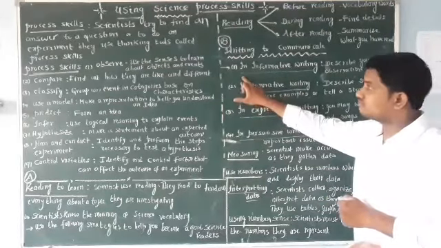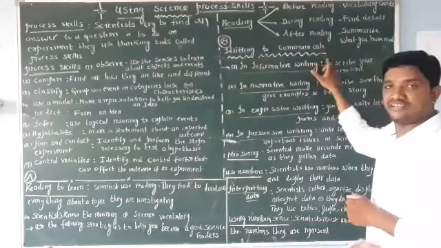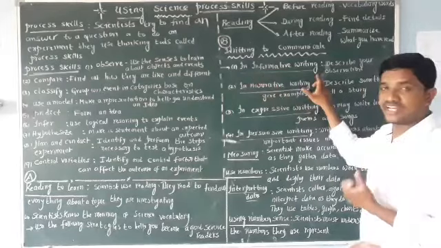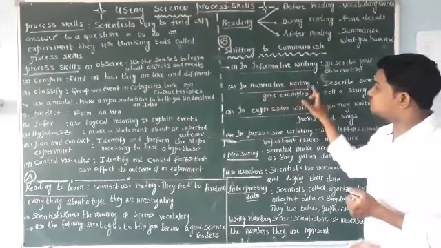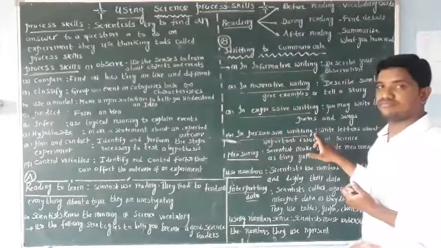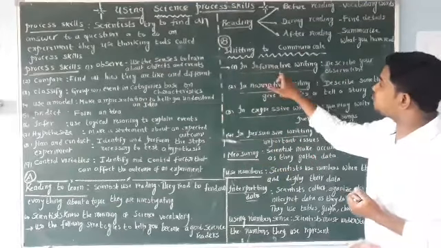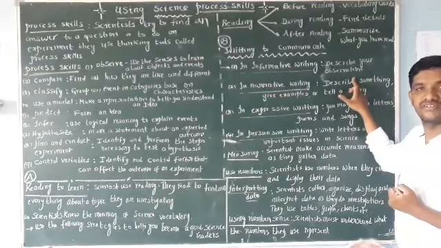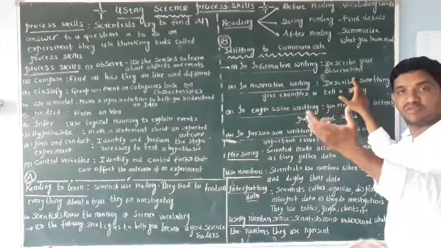First one, writing to communicate. They classify it into four divisions: informative writing, narrative writing, expressive writing, and persuasive writing. First, in informative writing, describe your observations. They will describe each and everything that they observe.